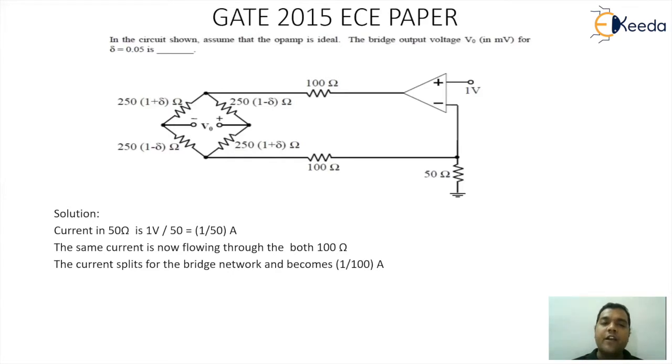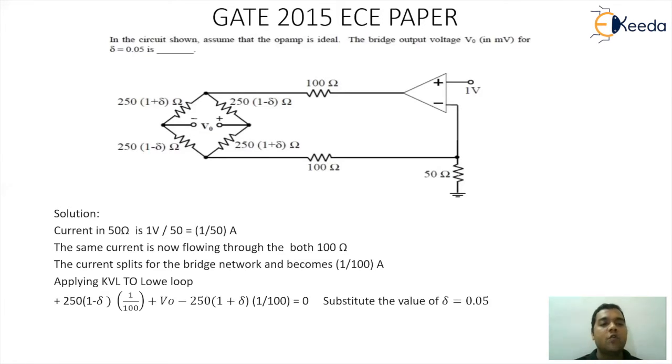So now we are free to apply a KVL to the bridge loop, which is the upper loop or the lower loop. It is as per our convenience. So we are going to go for KVL to the lower loop. So the equation is going to be plus 250 into (1 minus delta) into 1 by 100 plus VO minus 250 into (1 plus delta) into 1 by 100 is equal to 0.